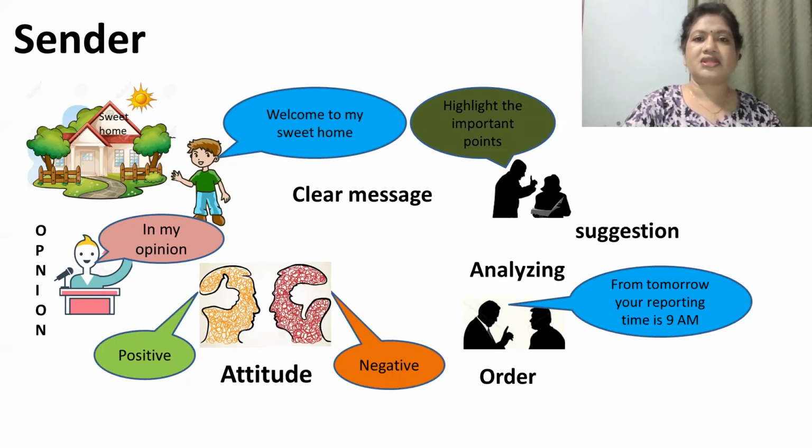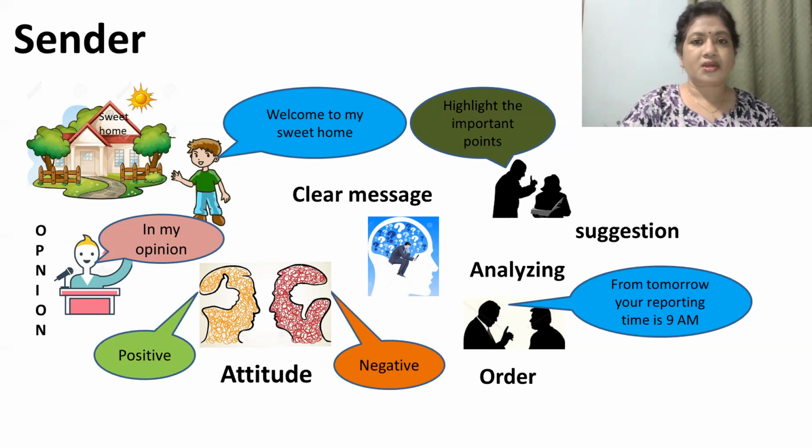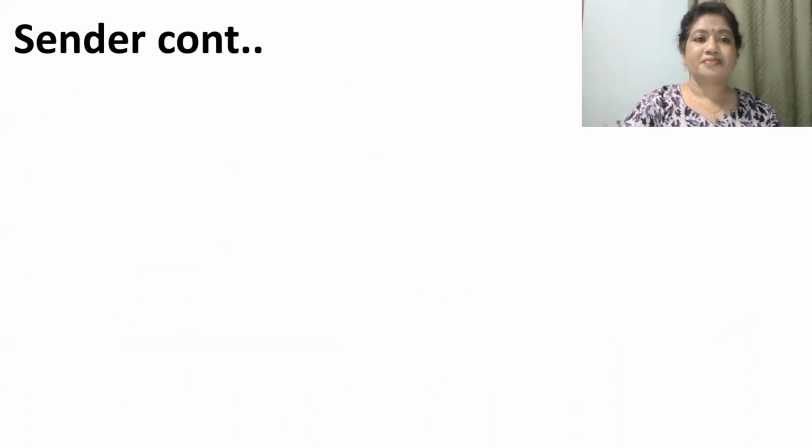One more I have taken is analyzing. Suppose you have a problem and you solve it with some analytical ability that you have. So you are the sender and the receivers can be more than one person. So I hope sender is clear to you. There is one person who sends the message and there is another person who receives the message. The person who speaks first is the sender.